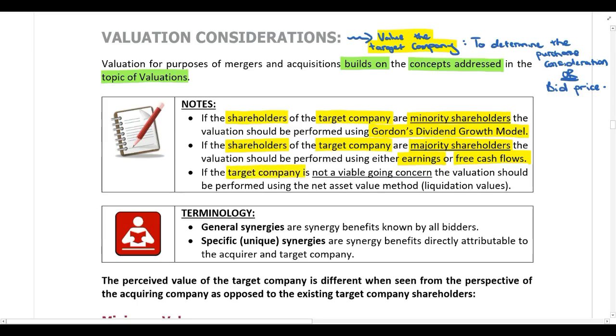If the target company is not a viable going concern, then you should use the net asset value method to perform the valuation, and you will obviously base that on liquidation values. So there's nothing new there, guys. We covered all of that in our lecture on valuations. That's just a recap.